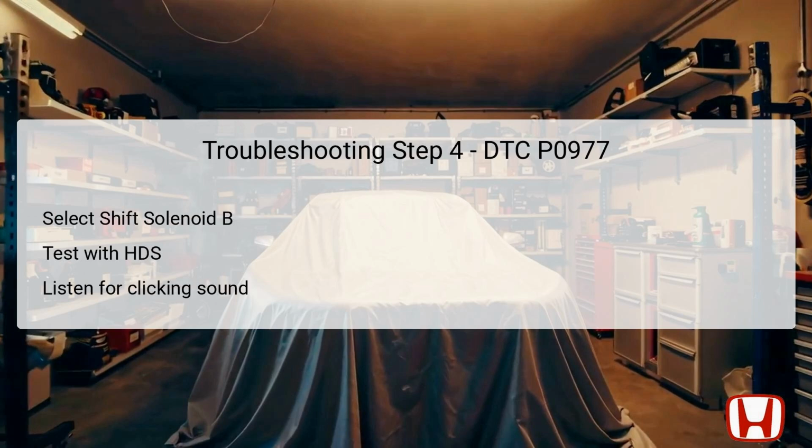In this step, you will need to select Shift Solenoid Valve B from the miscellaneous test menu on the HDS and conduct a test. This testing phase aims to assess the functionality of the solenoid and its ability to engage properly. While conducting this test, you should be listening carefully for any clicking sounds that the solenoid may produce when it operates.